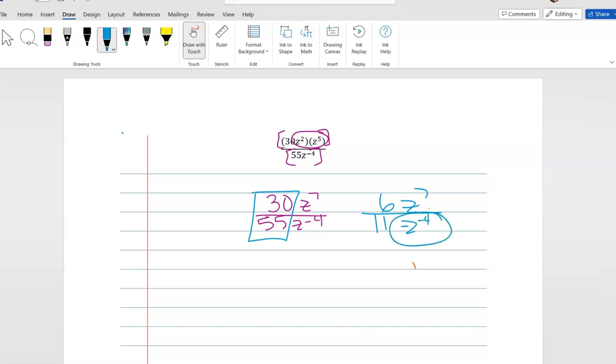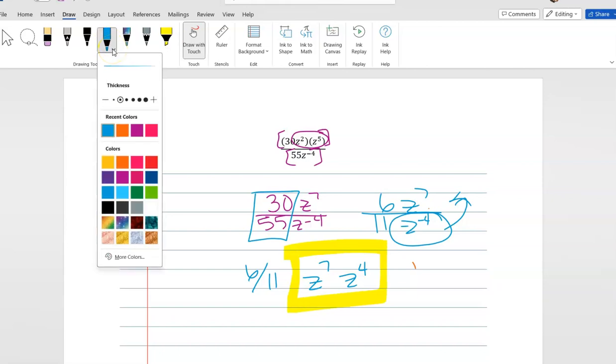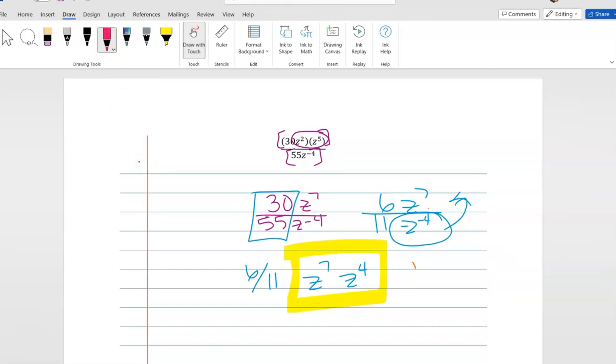So here, this is a negative exponent, right? That means move it to the top. So I would do 6/11 z to the 7th, z to the 4th, because I used my negative exponent rule, moved it to the top and made it positive. This now is the product rule. And what does the product rule say I do? Product rule says I add. So then I would add these two to get z to the 11th, which is the exact same thing I did before, and I get the exact same answer.